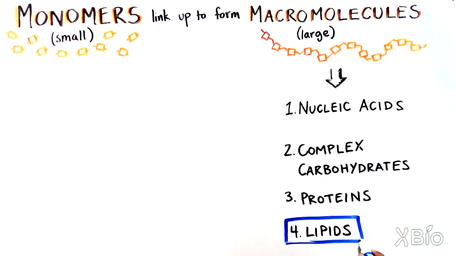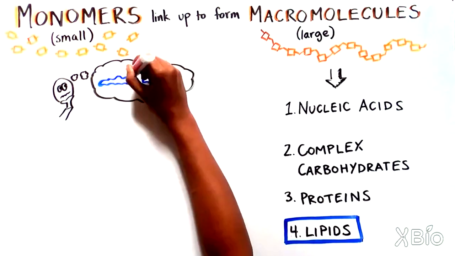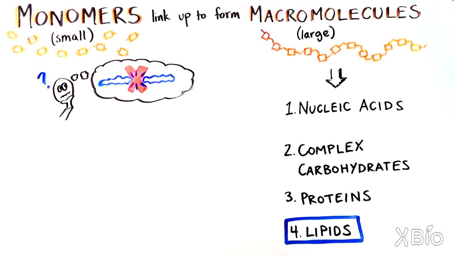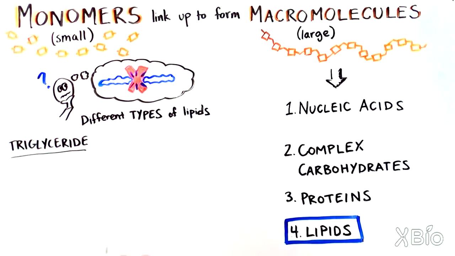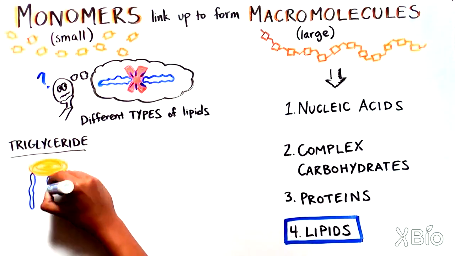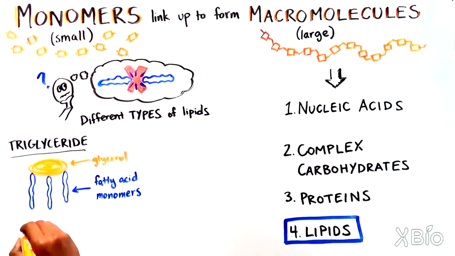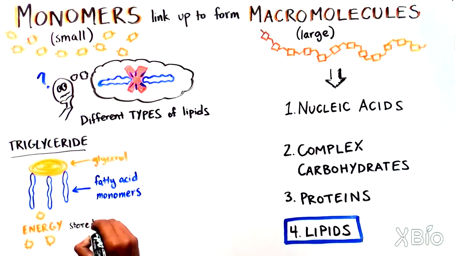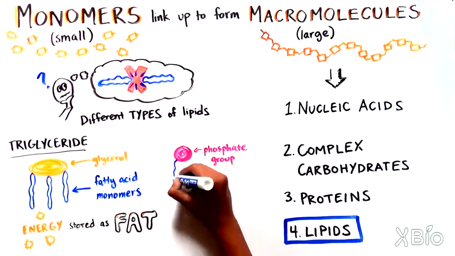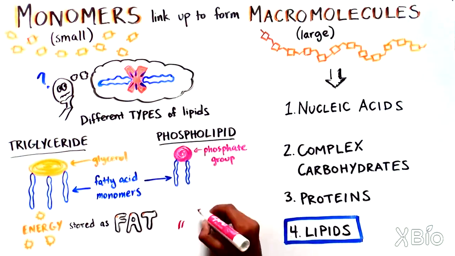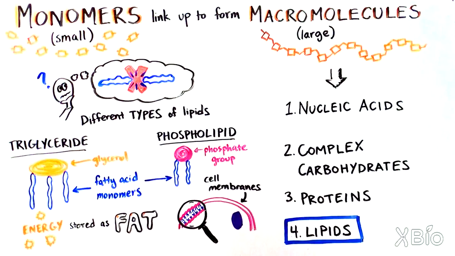We saved lipids for last because they are a little unique. To make lipids, fatty acids do not join up in a line like the other types of monomers. There are several types of lipids. One type is called a triglyceride, where three fatty acid monomers join up along a glycerol molecule. These are the main way our bodies store energy in the form of fat. Two fatty acids joined to a phosphate group forms a phospholipid, which is the main component of our cell membranes.